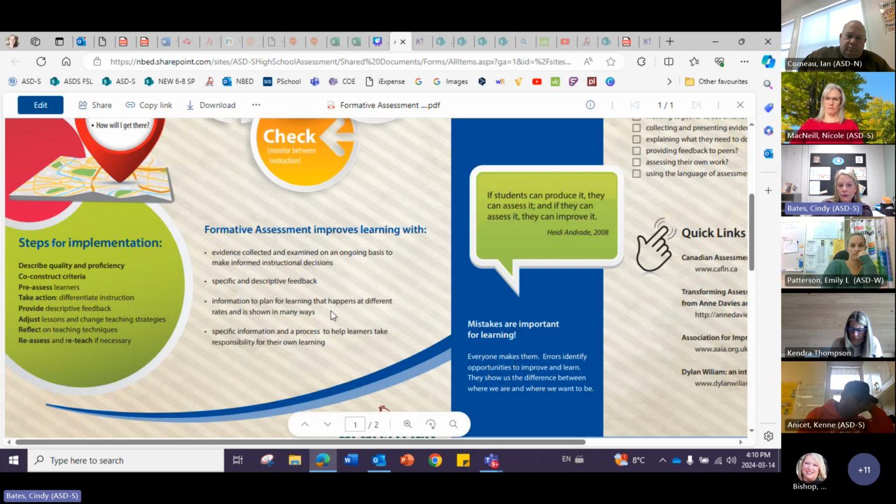And the information is used to plan for learning that happens at different rates and is shown in many ways. So we're not going to always evaluate in the same way. Some things are going to be quick. Others are going to take more time, depending on how much in depth we want to go. And so these are some of the steps that we talk about for implementation. And again, I already mentioned pre-assessing. We certainly want to differentiate our instruction, which means we're going to differentiate our assessment as well. Making sure that we're meeting learners where they are and making adjustments and reflecting as we go. So this is kind of the formative assessment piece in the learning cycle.